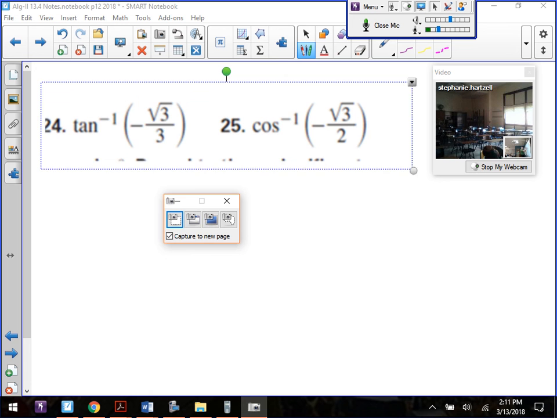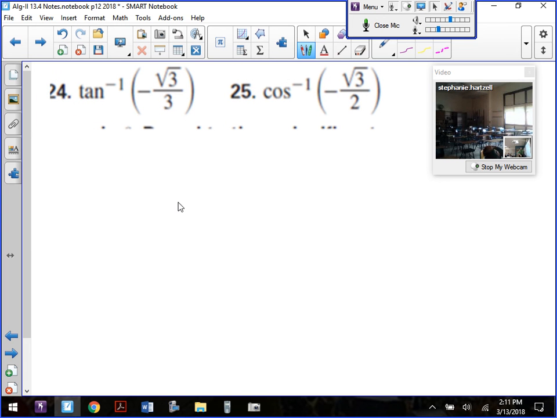It's loud. Sorry. Tangent, this is basically the same thing as saying what angle has. Sometimes it's easier to write it this way. What angle has a tangent of negative 1 over root 3? You okay with that? Because I just unrationalize it real quick.